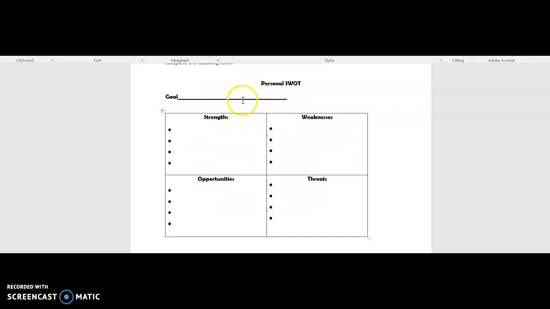So if your goal is to get into a school, if your goal is to be more productive, if your goal is to shoot a turkey or deer every time you go out to hunt, this is what I want you to think of: your strengths, weaknesses, opportunities, and threats to accomplishing that goal.